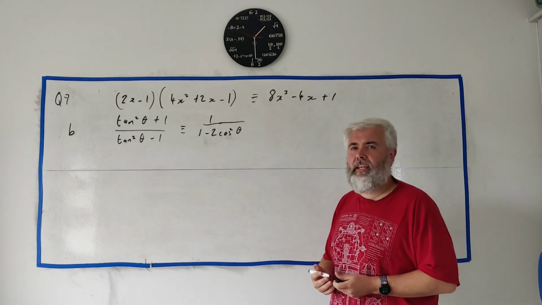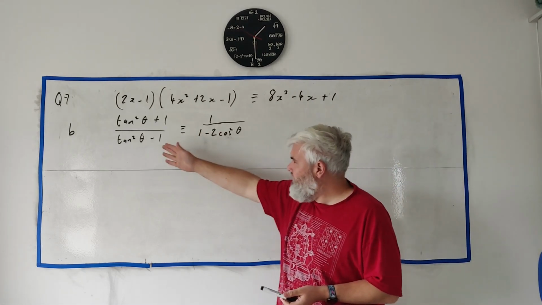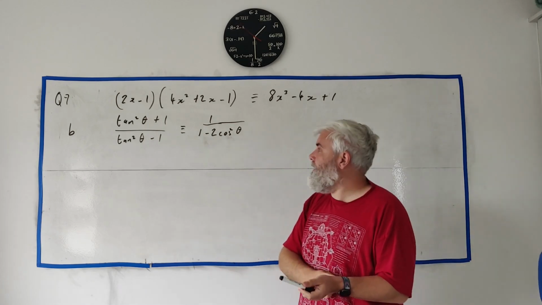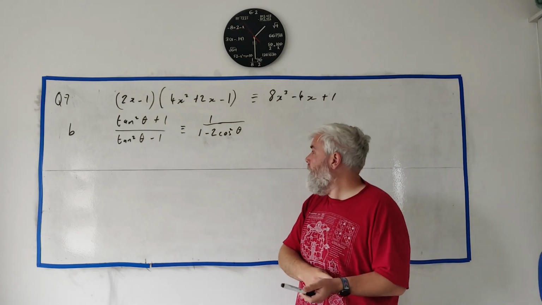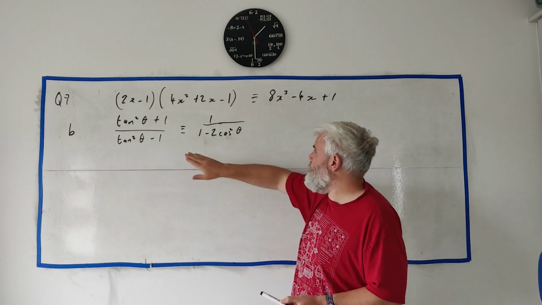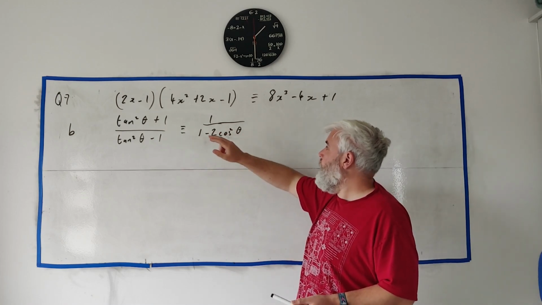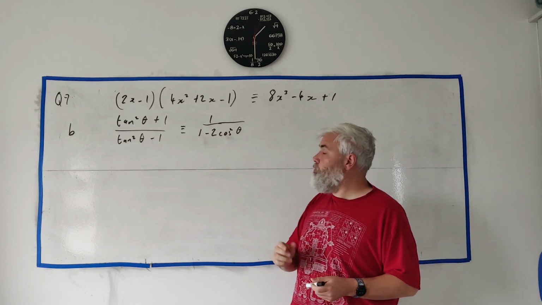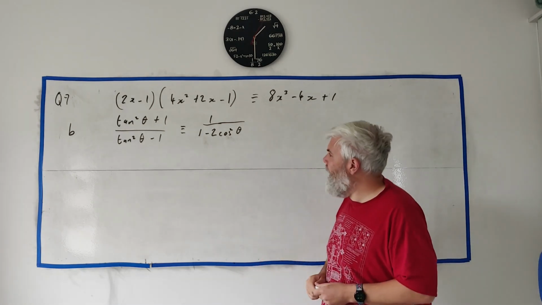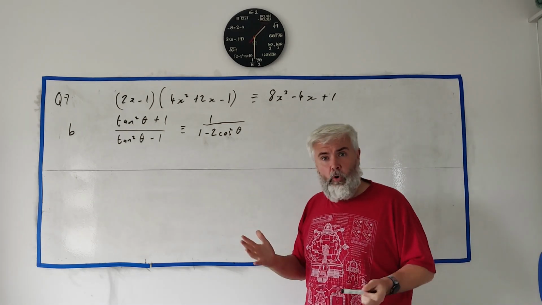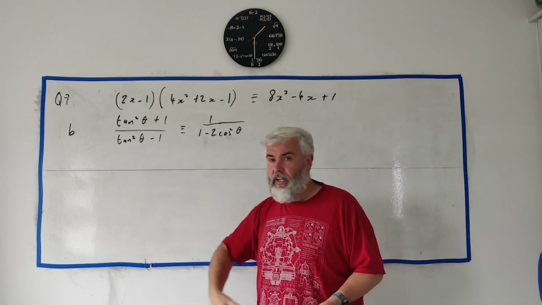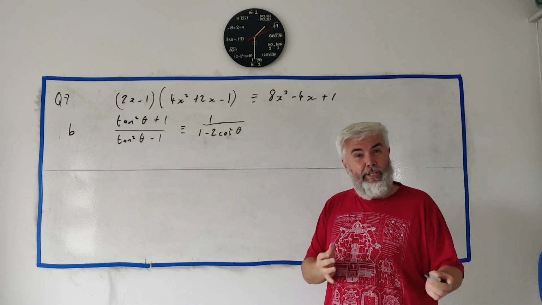For part B, they give us a different identity. Tan squared theta plus 1 divided by tan squared theta minus 1 is equal at all points to 1 divided by 1 minus 2 cosine squared theta. And yeah, this is just like part 1. We just make sure the left side equals the right side and we're done. But it's a little harder.